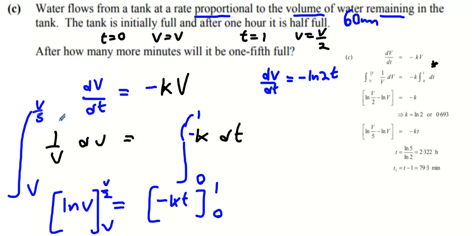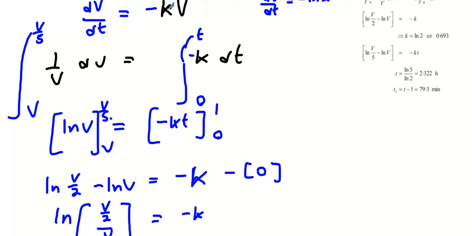But we don't know the t value here, and we're going to leave k in at the top. So we're reusing the original system. This is going to be V over 5 because it's 1/5 full. So now it's going to be ln V over 5, and then another V over 5 here, with limits t and 0. So it's minus kt like so.